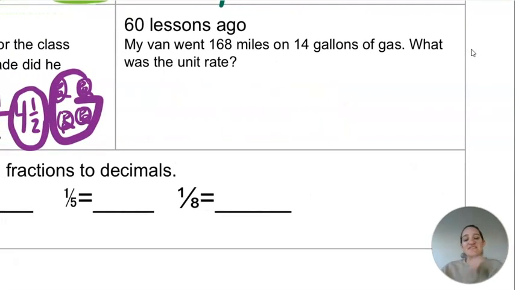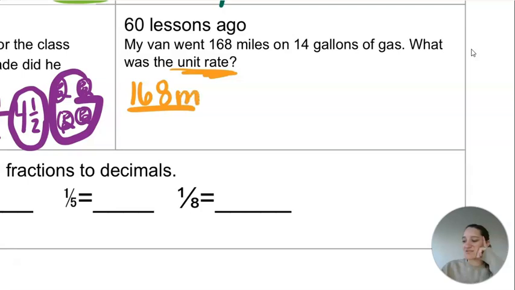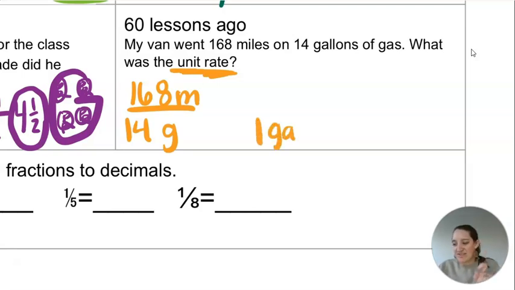My van went 168 miles on 14 gallons of gas. What was the unit rate? It's the rate. So 168 miles on 14 gallons. So if it's a unit rate, remember uni means 1. Unicorn, 1 horn. Unicycle, 1 wheel. Unit rate, 1 gallon in this example.